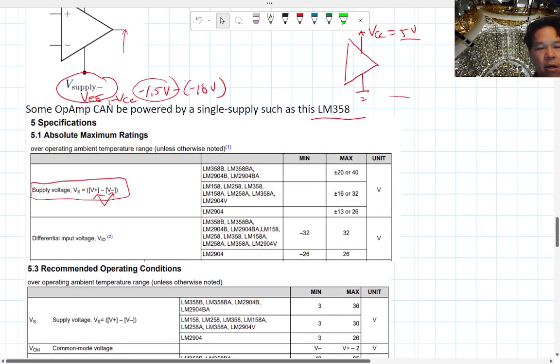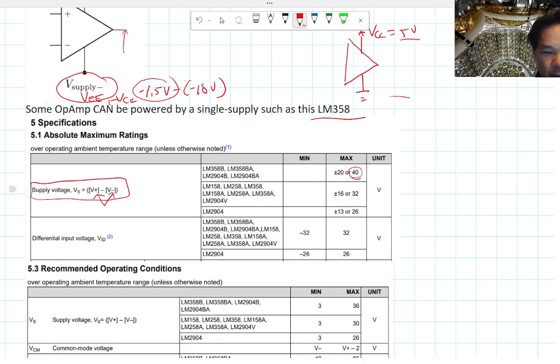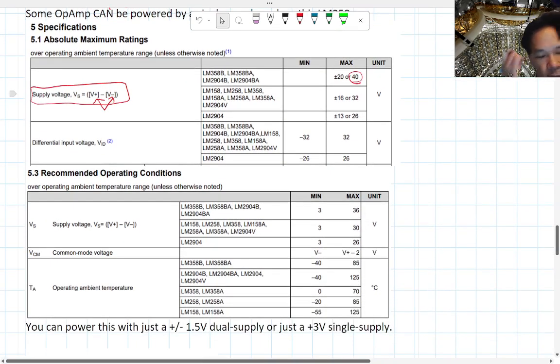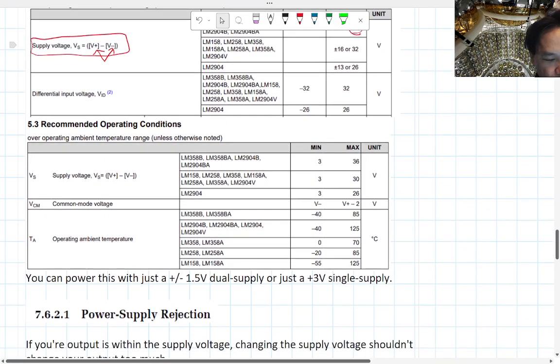The nice thing about the single power supply op amp also is that you don't have to use them as single, right? There is a maximum difference between the two. You want it to be less than 40. So you could power this LM358, for example, with plus or minus 10 volts if you wanted to, but you can just power it with 10 to 0 or 20 to 0 as you like.